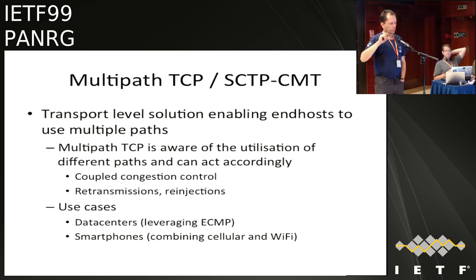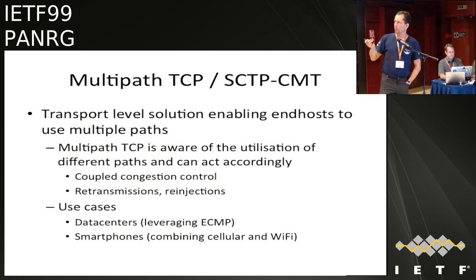With Multipath TCP, we have a transport level solution that allows the end host to use multiple paths. The easiest deployment is on smartphones, for example, where you have two different interfaces, and you can use Multipath TCP on the smartphone to use the two interfaces together. And what are the solutions that we have designed within the IETF to deal with that? We had to do congestion control correctly. We had to do retransmissions, reinjections, and to be able to switch from one to another.